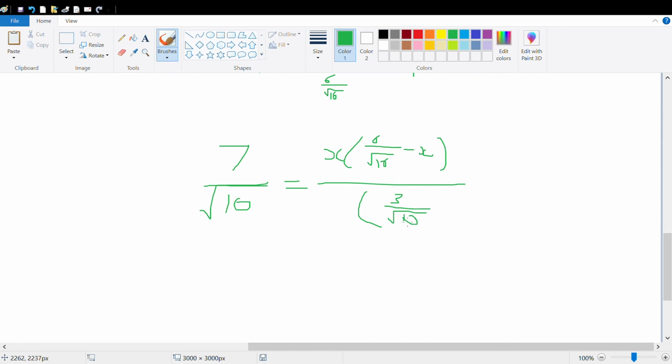It's gonna take a long time to draw it by mouse. I need to get a stylus. Add 3 over root 10.